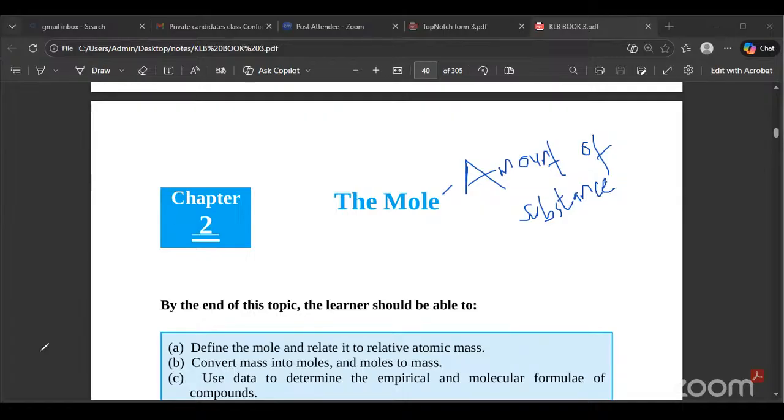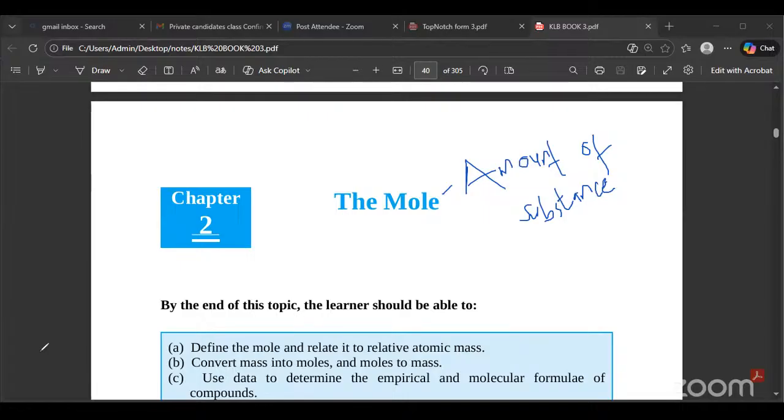Now, in the mole, we have calculations. If you can remember how to state the law in the gas laws, you can come up with the formula from that law and then do the calculation, which I normally find very easy.